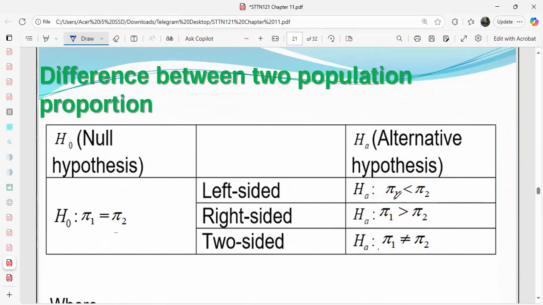It's the same thing, but in this case, we're going to use the population proportions. So with this one, population proportion 1 is equal to population proportion 2. This side is very important for you to check in the statement, whether they mention greater than or less than. If they don't mention anything like greater than, exceed, or more than, you're going to use this, which is the two-sided, the two-tailed.